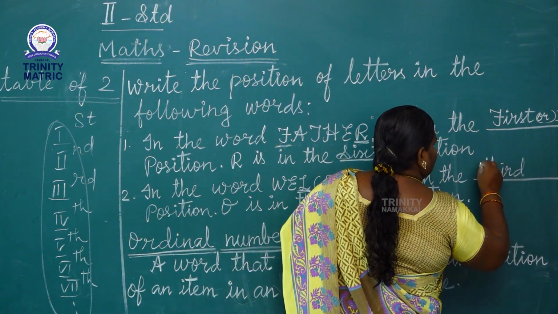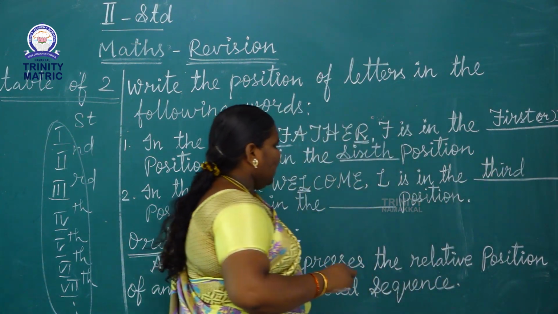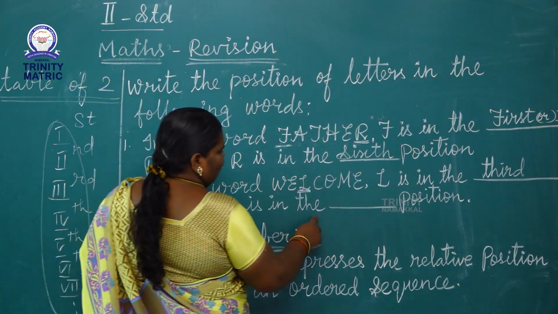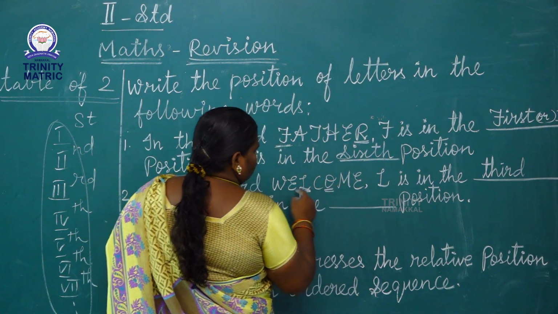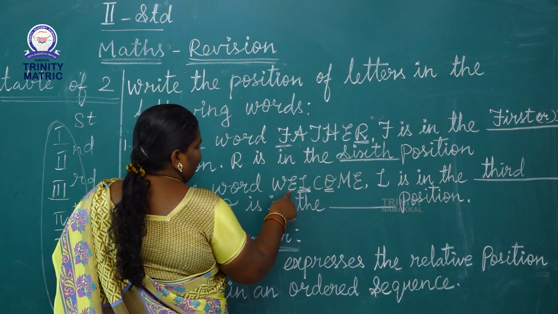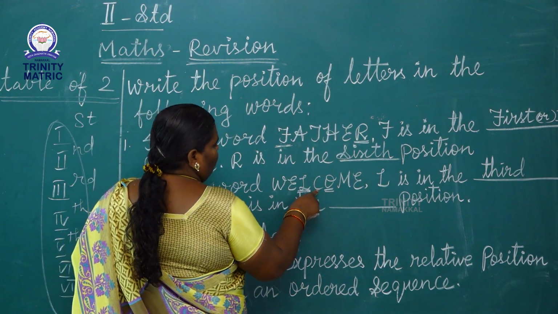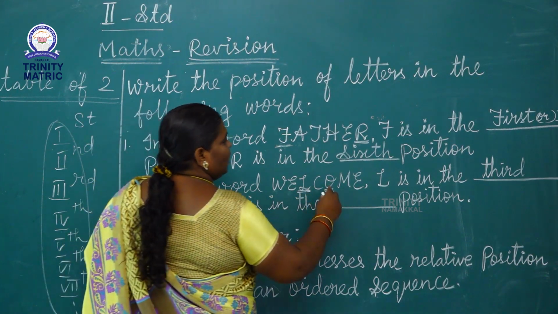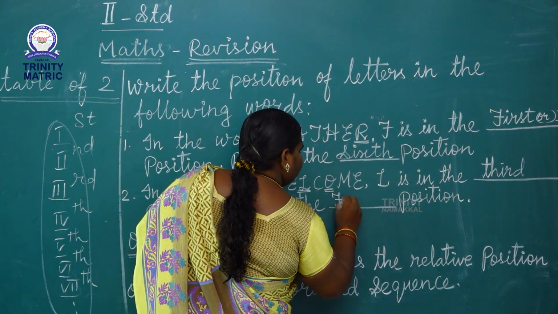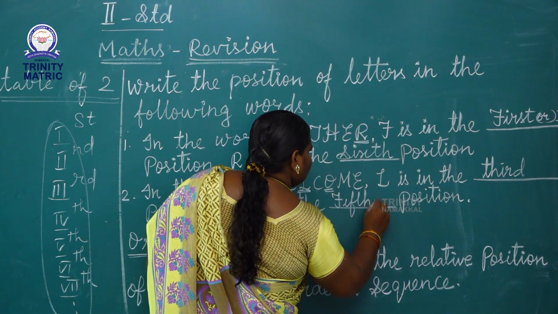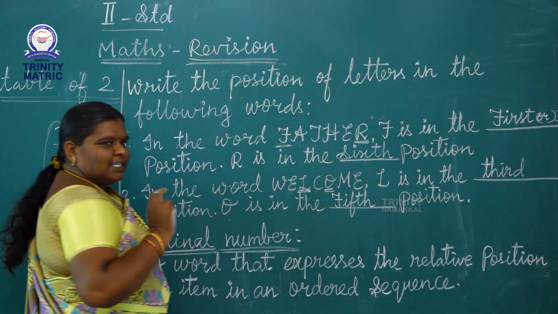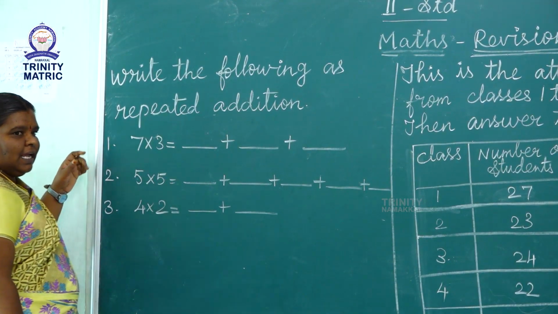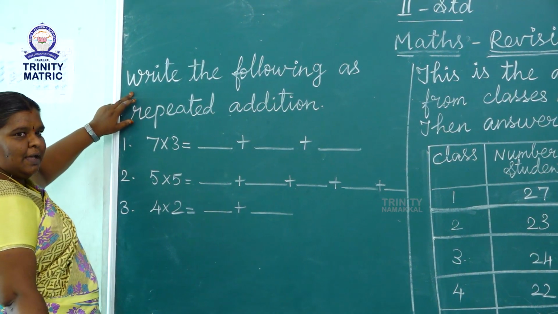Third position. Next, where is O? Here. You say again first, second, third, fourth, fifth. So O is in the fifth position. Do you understand, children? See children, we will see the next sum.